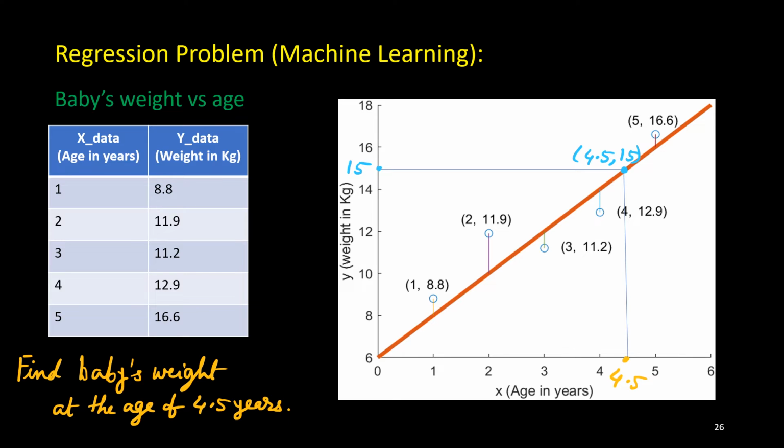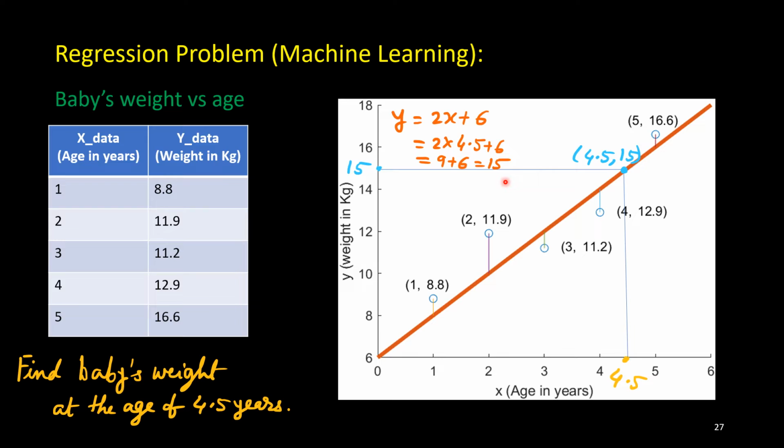So that value also we can calculate from the equation, because the equation we have considered y equal to 2x plus 6, and here we replace x by 4.5 because we want to find out the weight at the age of 4.5. So 2 into 4.5 plus 6, that is 9 plus 6 equals 15. So we can predict that the weight of the baby at the age of 4.5 years was 15 kg.